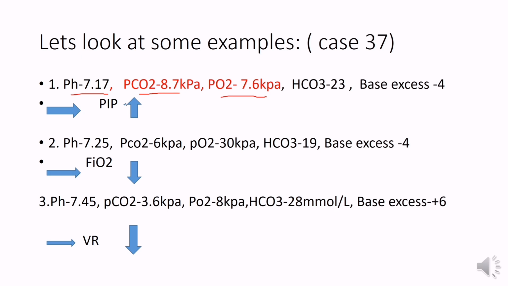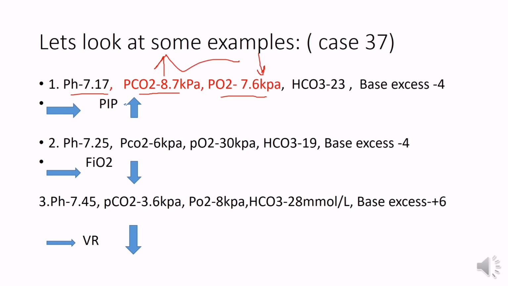No worries. We have to be concerned only about two things, oxygen and carbon dioxide, because if these are corrected, eventually the pH will be corrected. So here the carbon dioxide is increased and the oxygen is decreased. When they are in opposite direction, we consider the PIP, that is peak inspiratory pressure.